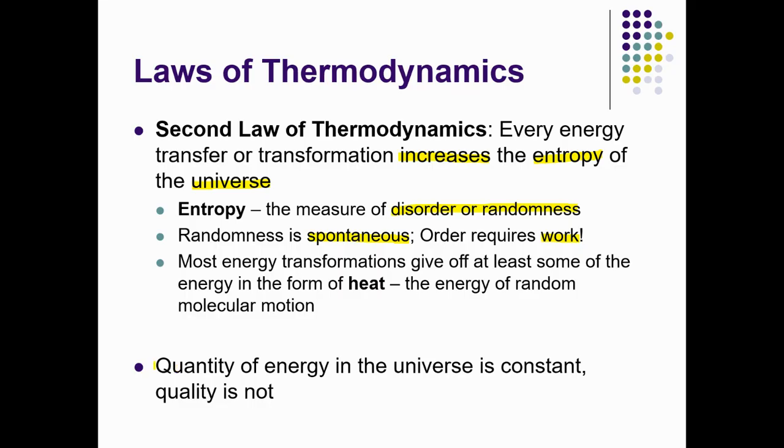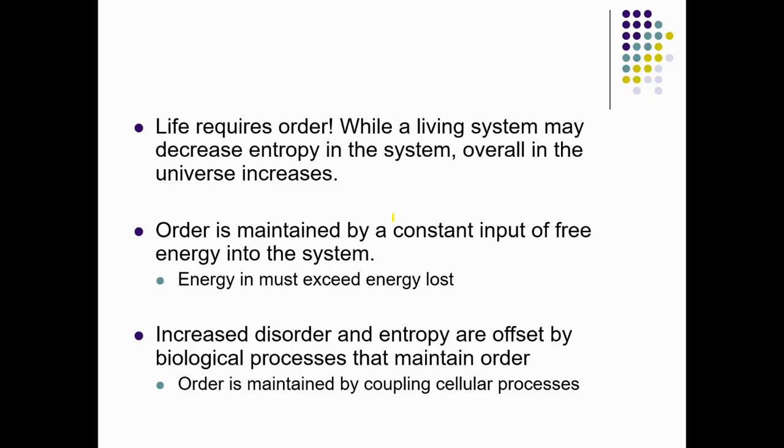So as the first law states, the quantity of energy is constant. Energy is not created or destroyed. However, the quality of that energy is not constant. It can vary depending on what form it's in. Life requires order. This is why we are an open system, because we are constantly exchanging and taking in energy and things from our surroundings. So for a living system, if we're looking at just the system, entropy can decrease or it can increase. But if we're talking about the universe, it's always an increase.